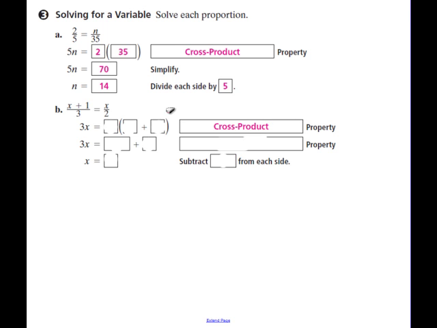So we can use cross product, multiply, we get 3 times x, and then 2 times this whole quantity of x plus 1. So just remember when you do this, even though you have x plus 1 up here, you can still do cross product. But when you go to multiply this, don't forget that you have to distribute. So you would have 2 times x and 2 times 1 to give you 2x plus 2. So then when we subtract 2x from both sides, that just leaves us with x equals 2.